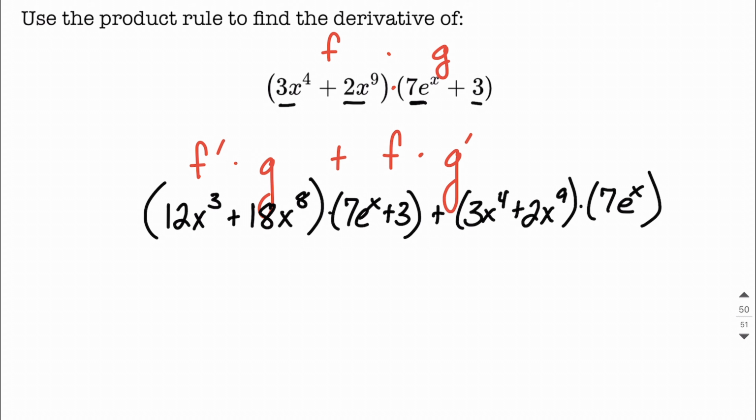And there's our derivative. Now what we could do is we could do some distributing, see if we have any like terms along the way, but I don't think it's going to work out very nicely in this case. So I'd probably leave all of that as our derivative.